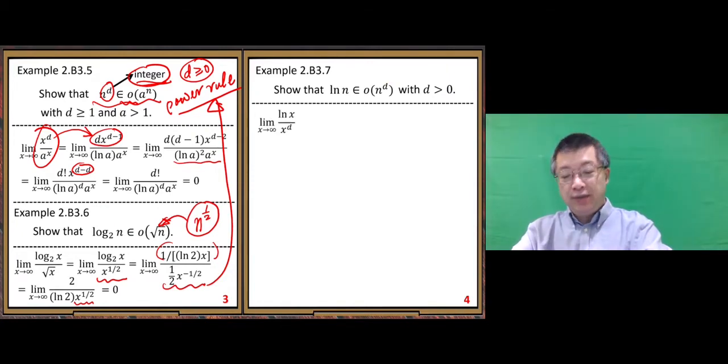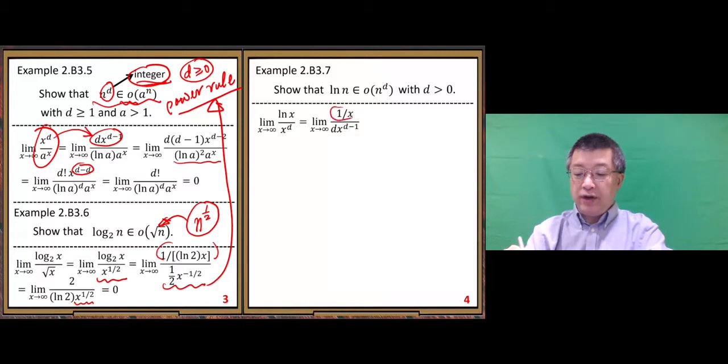Doing the limit, we need to use a continuous variable. So let's take the limit of this ratio and use L'Hopital's rule. Infinity over infinity is an indeterminate form. Now we take the derivative.